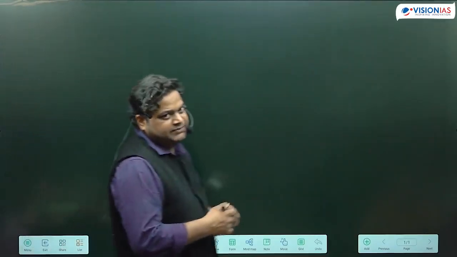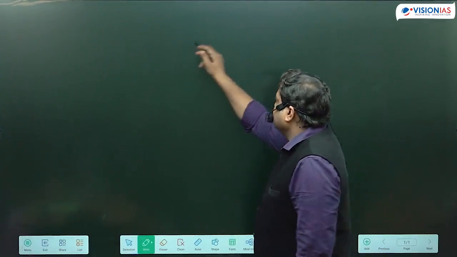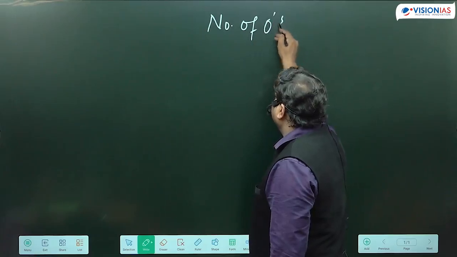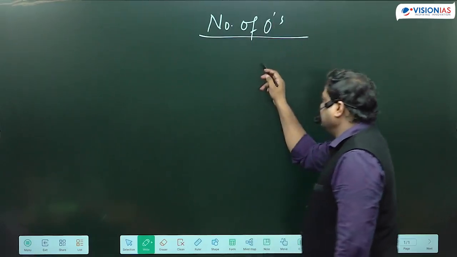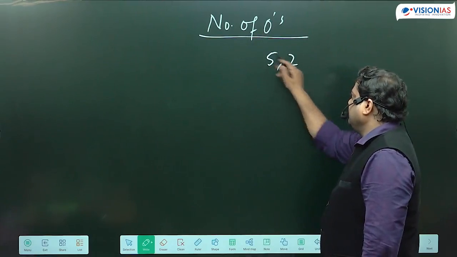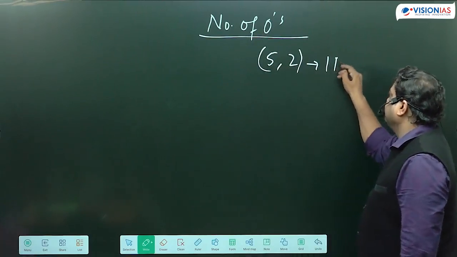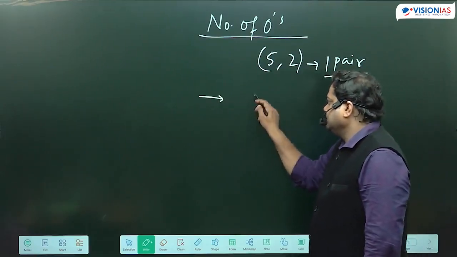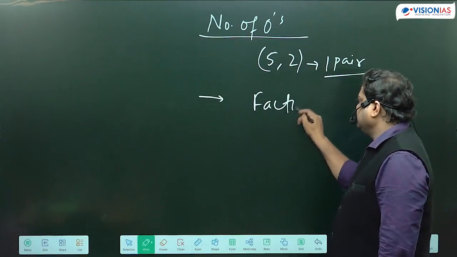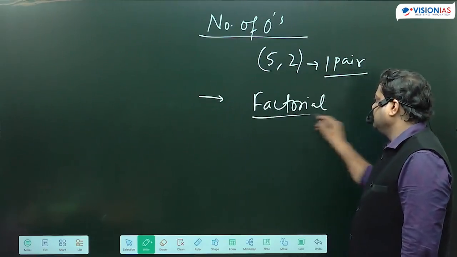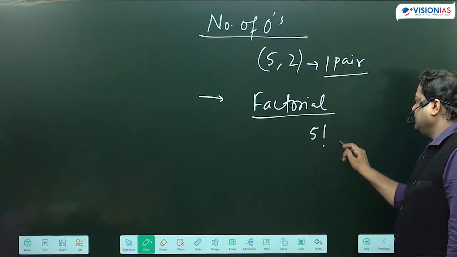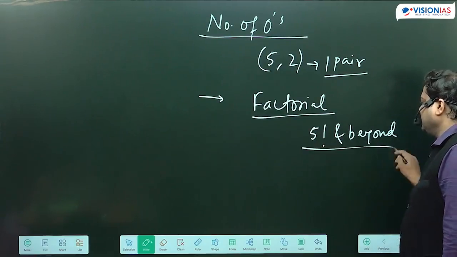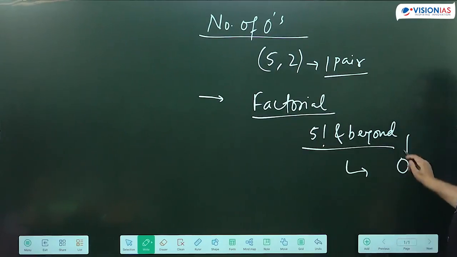So in the previous class, we discussed the number of zeros. How can we get 10? If we get a pair of 5 and 2. After that, we discussed the factorial concept. From 5 factorial and beyond, we will get 0 at the last digit.